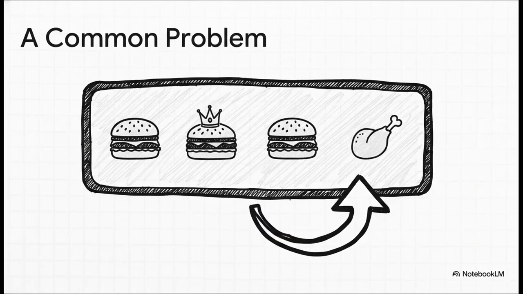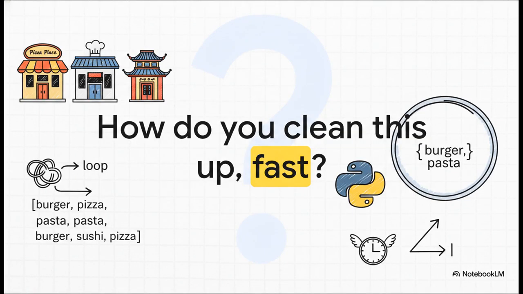Okay, so let's set the scene with a super common problem. You've got a list of stuff, right? Like this one here, a list of restaurant orders. You can see it immediately. McDonald's is in there twice. This kind of thing happens all the time, and cleaning it up can be a real chore. So the mission is simple. We just want a list of the unique restaurants.